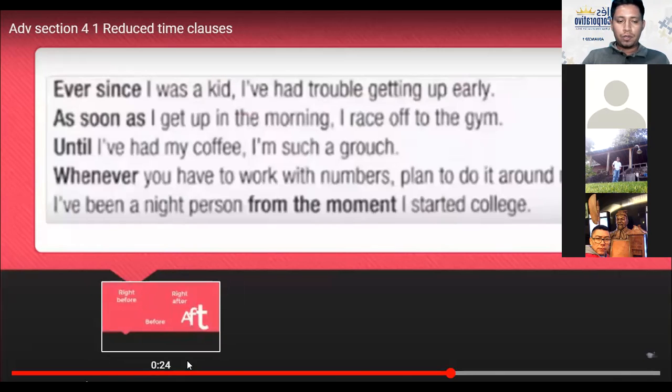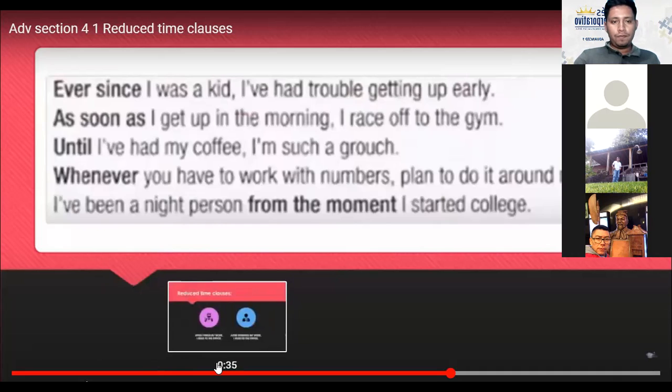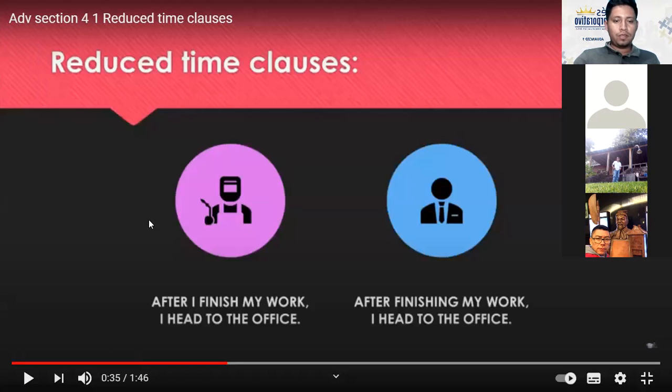Is it clear what you're going to do right now? Because it's going to be an individual activity. Just make a comparison. You're going to write two sentences using reduced time clauses and non-reduced time clauses. Is it clear? If not, here we have some of the examples of how we're going to do it. Share your sentences using the chat box. There you can share your answers, okay?